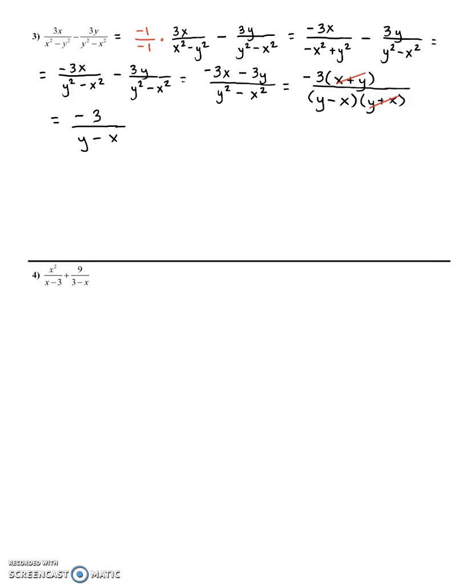Okay, the same thing happens in problem number 4. So you see that our denominators are the same two numbers, just subtracted in opposite order. So this time, let's multiply the second term by -1 over -1.